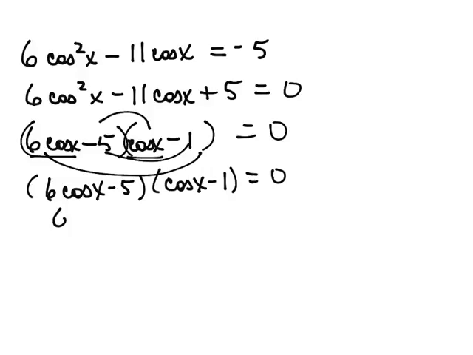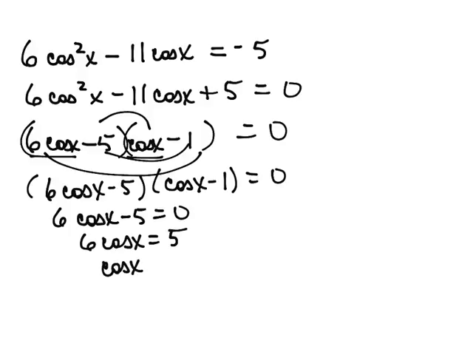So now let's set each one of those factors equal to 0. 6 cosine of x minus 5 equals 0, which means 6 cosine of x is equal to 5, and the cosine of x is equal to 5 over 6. And then cosine of x minus 1 equals 0 gives us the cosine of x equals 1.